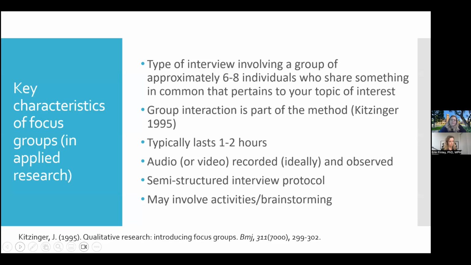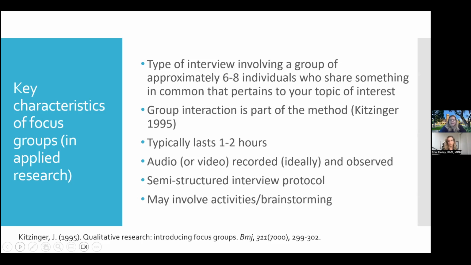So we try to aim for 6 to 8 people, and these people share something in common that relates to your topic of interest. They're usually about an hour to 2 hours. We will talk a little bit later about virtual versus in-person focus groups. I've found that with virtual focus groups, it's tough to do them for 2 hours. So that time frame really may depend on how you're doing the focus groups as well. In person, they do tend to last a little bit longer, unless, of course, they can't for people's schedules and so forth.